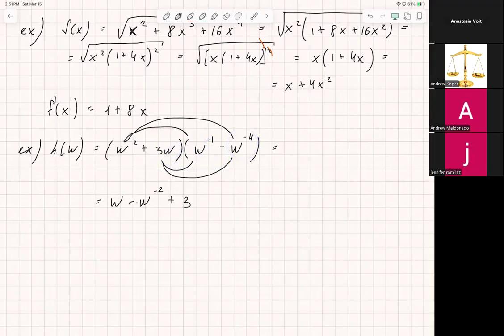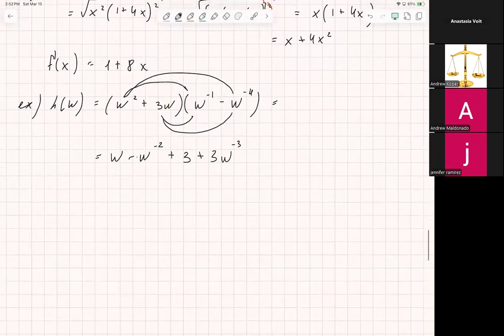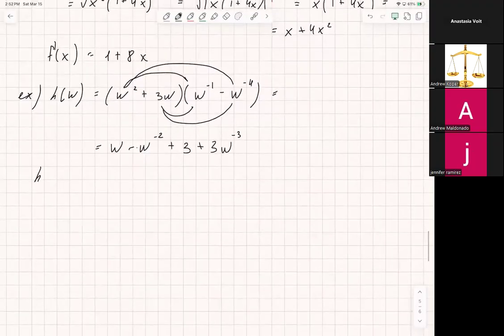So we have here minus 3w to the power of 1 minus 4, that's -3. So we have -3rd power here. Okay, simplify. Now it's easy to take the derivative, right? So h prime of w is going to be, this one is 1 minus, now we take the negative in front, so we have minus -2 w to the -3rd power, right?